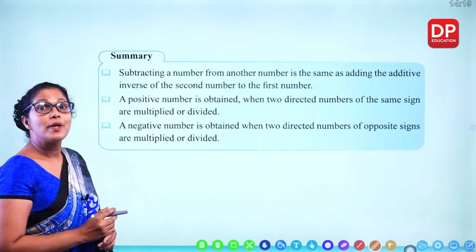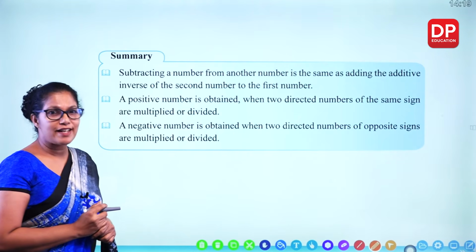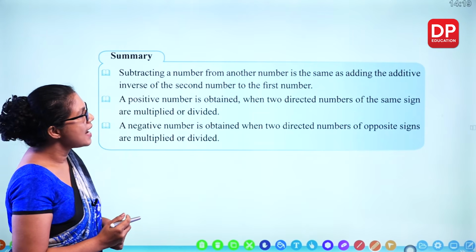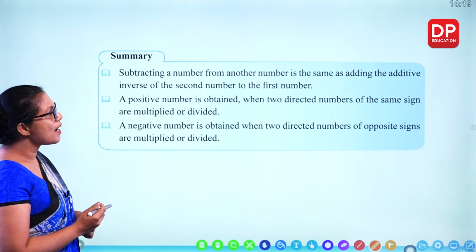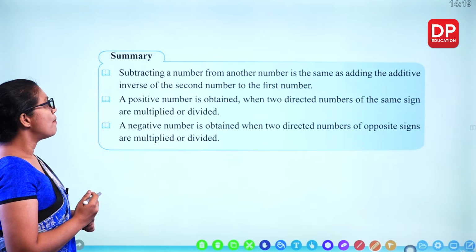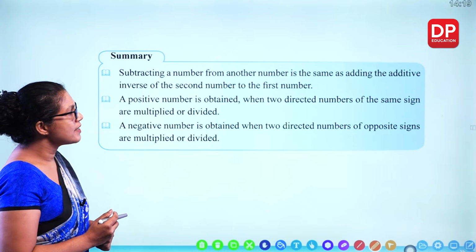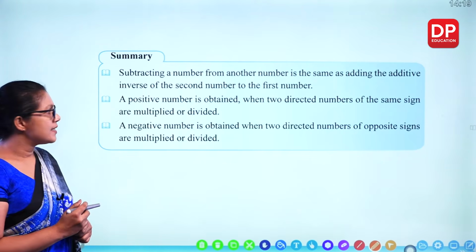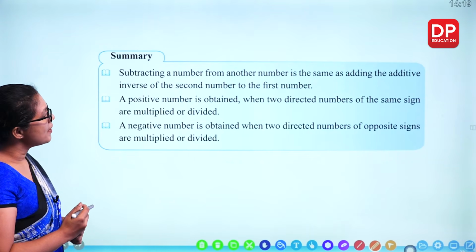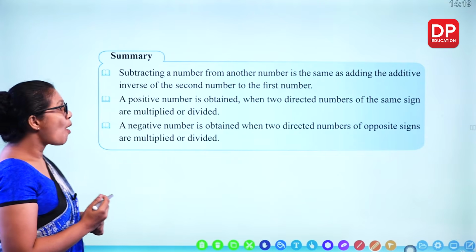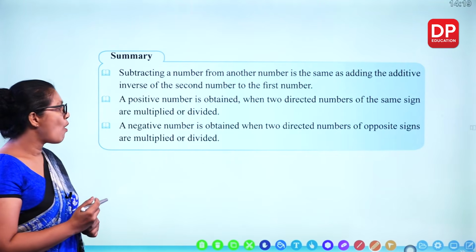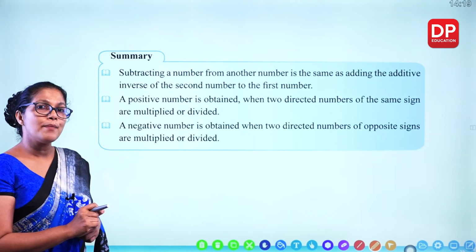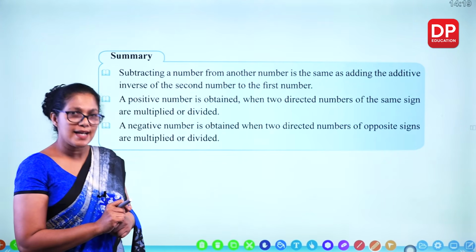So we covered all theory related to directed numbers. Subtracting a number from another number is the same as adding the additive inverse of the second number to the first number. A positive number is obtained when two directed numbers of the same sign are multiplied or divided. A negative number is obtained when two directed numbers of opposite signs are multiplied or divided. So remember all these properties in directed numbers and practice all the exercises and examples.